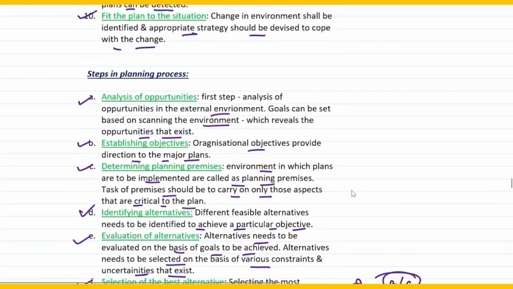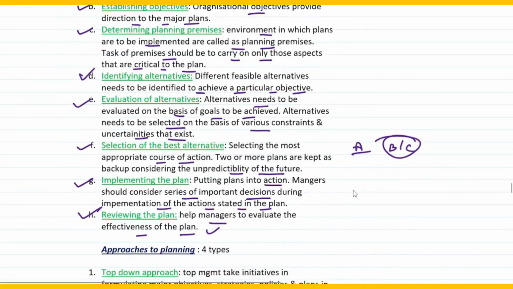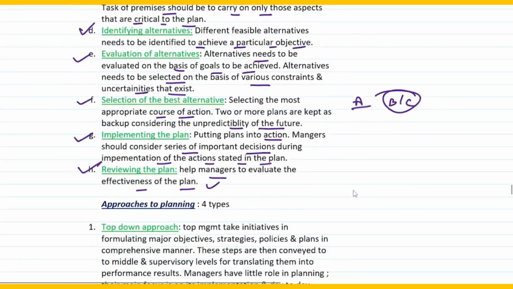So what are the various steps in the planning process? First of all, there should be analysis of opportunities. Then you establish the objectives and determine planning premises. What are planning premises? The environment in which the plans are going to be implemented is called planning premises, right? Then you identify the alternatives, you evaluate the alternatives, you select the best of them, implement the plan, and finally you review the plan, right?